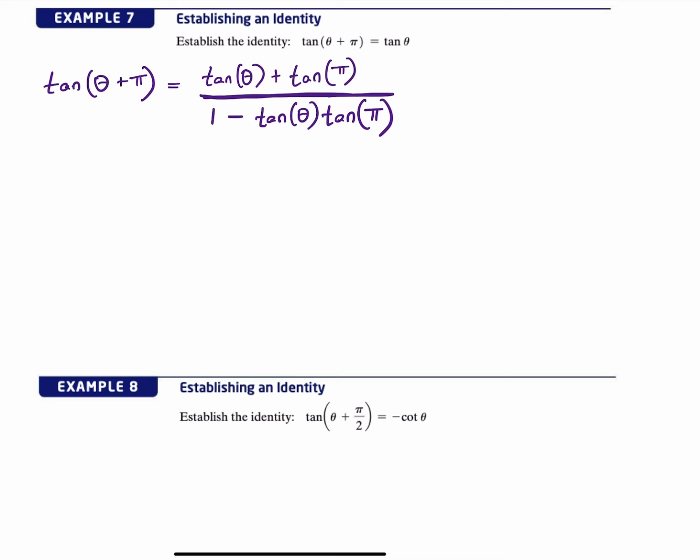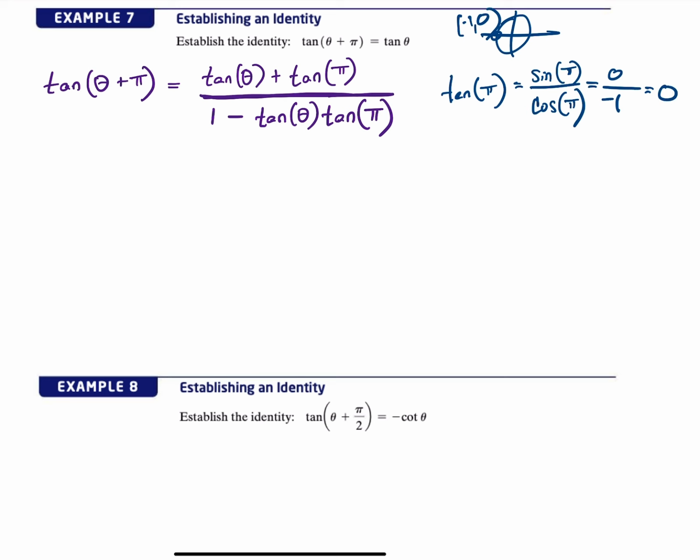And so what is the tangent of pi? Well, tangent of pi is the sine of pi over the cosine of pi. Sine of pi, thinking about being over here on the unit circle, that's the coordinate point (-1, 0). Sine of pi is 0, cosine of pi is -1. That would just reduce to 0.